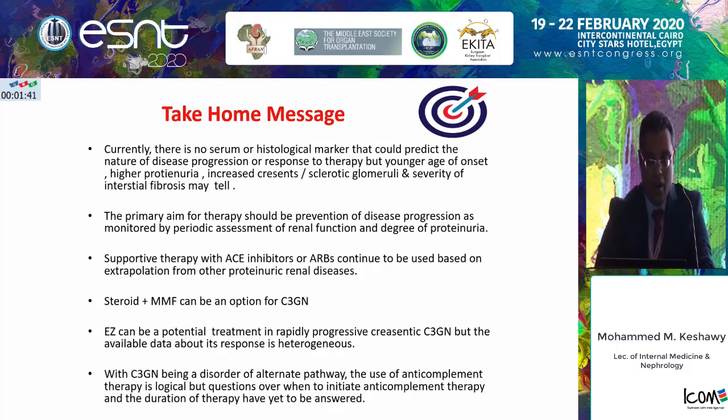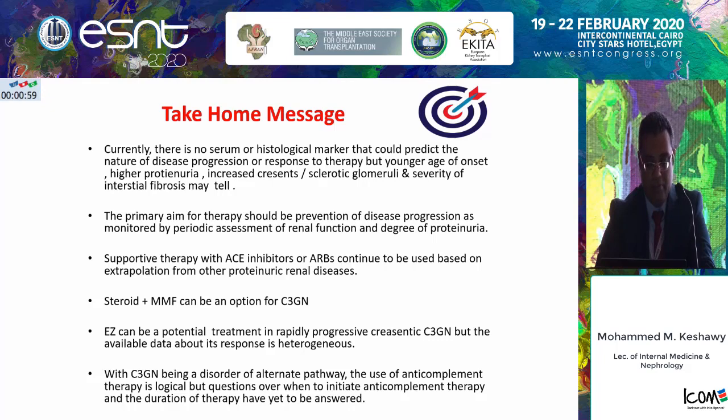Take home message. Currently, there is no serum or histological marker that could predict the nature of disease progression or response to therapy, but younger age of onset, higher proteinuria, increased crescents, sclerotic glomeruli, and severity of interstitial fibrosis may tell. The primary aim of therapy should be prevention of disease progression as monitored by periodic assessment of renal function and degree of proteinuria. Supportive therapy with ACE inhibitors and ARBs continues to be used based on extrapolation from other proteinuric renal diseases. Steroids and mycophenolate mofetil can be an option for C3 glomerulonephritis.